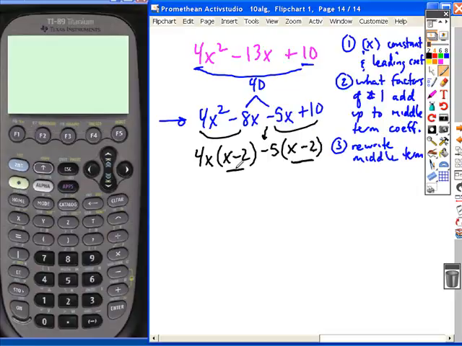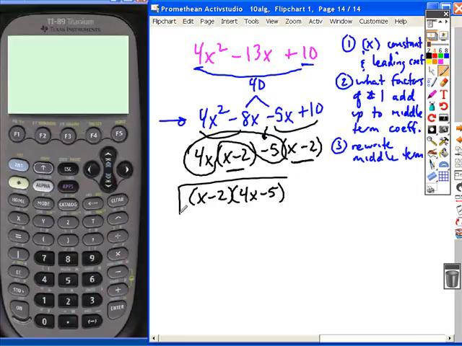Now, what you should notice if you're following this process is you can remove this common factor of x minus 2, and then the terms that remain form your other factor. So rather than test all 8 possibilities until you get the right one, if you can follow these steps, so after you rewrite the middle term, you're going to factor by grouping the first pair of terms and the second pair of terms. And then you're going to continue that factoring until you get your solution.